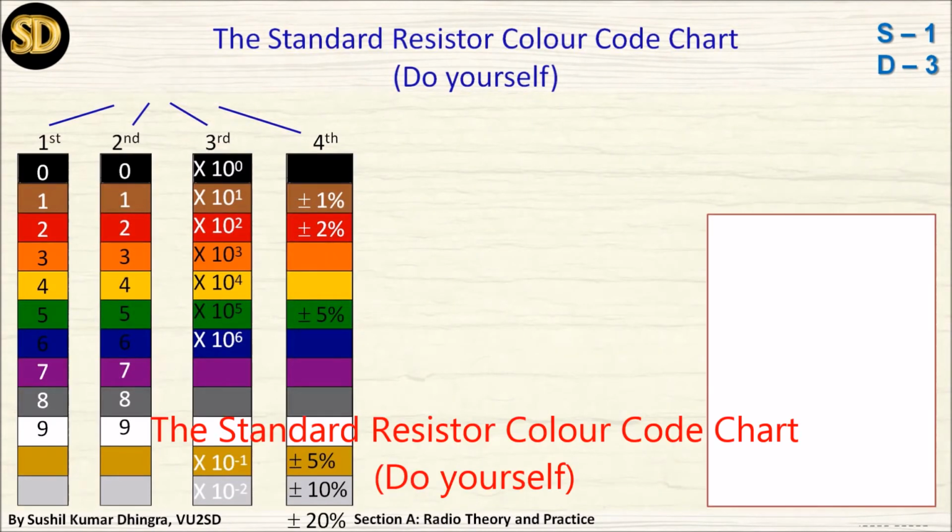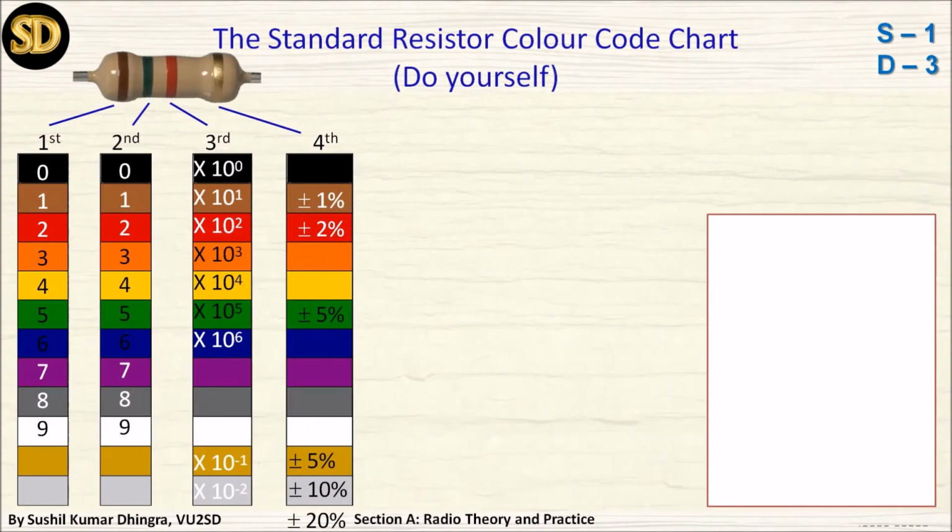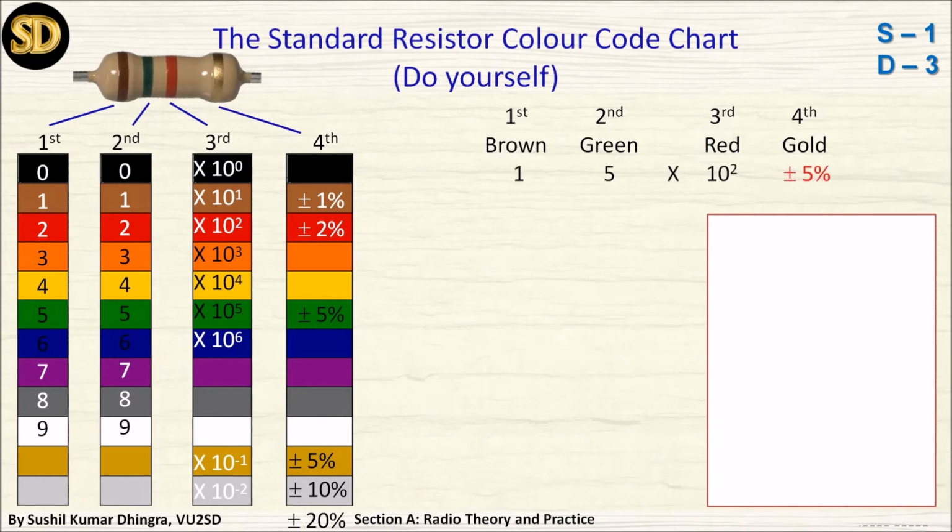See the value of the resistor on the left side, and if you observe the color rings, you will find first a brown, second a green, third a red, and fourth a gold. Now put the values 1, 5, 10 raised to the power 2. Now this will be equal to 15 into 10 raised to the power 2, i.e. 1500 ohm, or 1.5 kilo, or in simple words you can say 1K5 also.